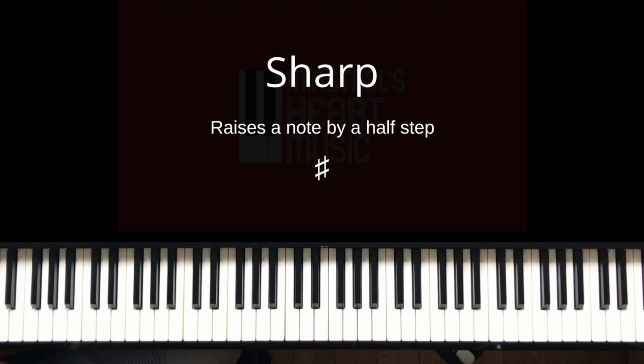I can give you another one. If I'm here and I want to sharpen this note, I just raise it up by a half step, which becomes this. So this is G sharp. Now, a flat is the opposite of a sharp, meaning if I raised a note by a half step for a sharp, I am lowering a note by a half step for a flat. So I'm going down for flats.